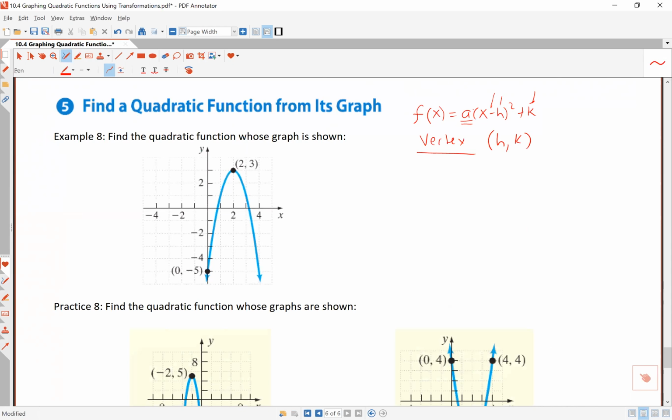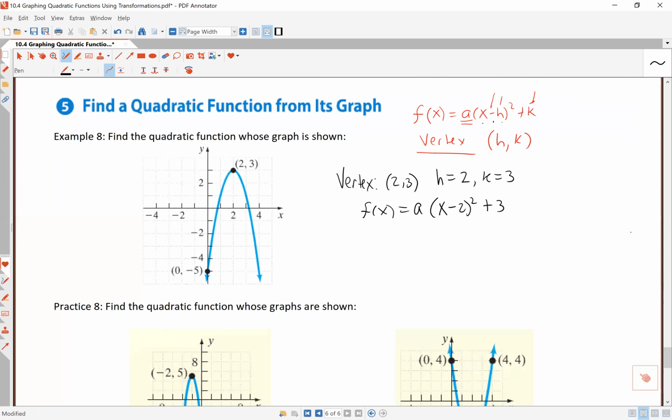So in example 8, if our vertex is at 2, 3, then I know that f of x is going to be a times x minus 2 squared plus 3. So h is 2 and k is 3. So we always have x minus the h, or x minus 2, and then the k value is 3, so we use that 3. Now, what is the a in this case?